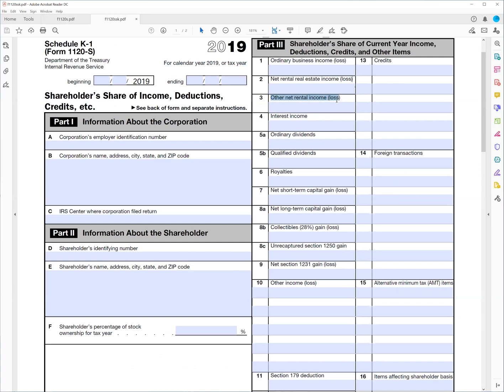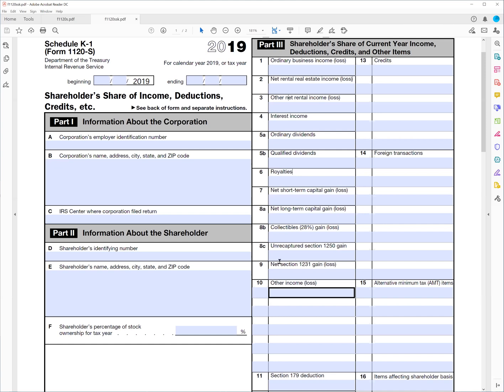Other net rental income loss, I don't have a good example as to where that would show up because I don't think I've ever seen that. Interest income, that's going to be situations where you have clients that are lending money and generating income. And going forward, it's kind of the same. If you've got ordinary dividends, qualified dividends, it's a situation where an entity that's invested in something is getting paid dividends, and that's where this would get reported. Royalties, if it's making royalty income, you don't see that a whole lot, but it's out there. Net short-term capital gains, net long-term capital gains, that's from buying and selling of properties or buying and selling of stocks.